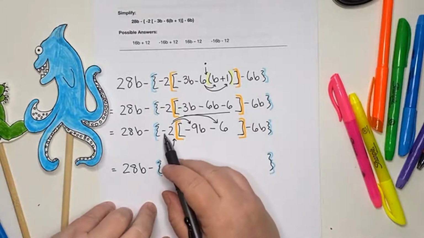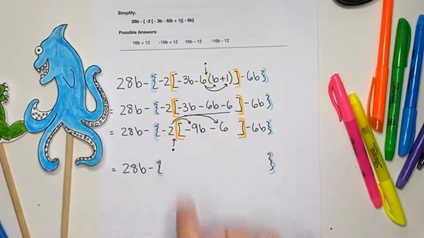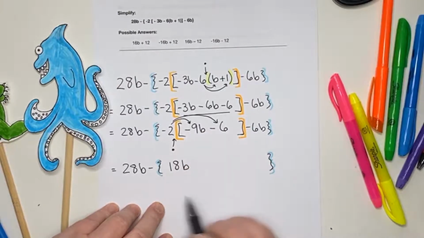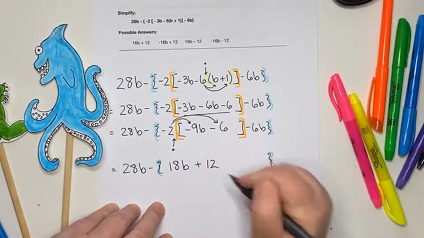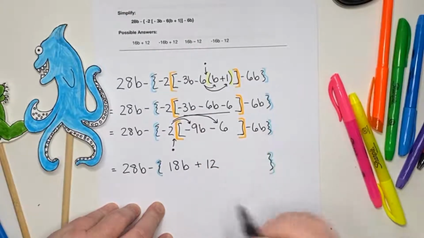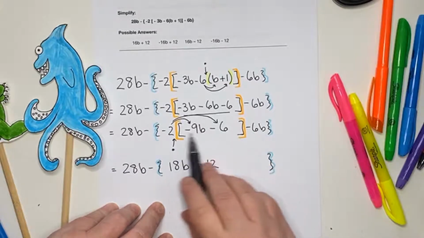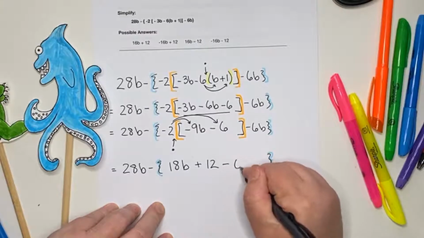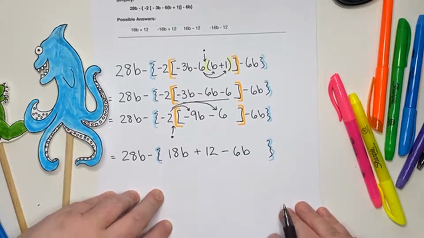So I'm going to do negative 2 times negative 9b. Remember, 2 minuses make a plus, and get 18b. Negative 2 times negative 6 is plus 12. Now, here's the tricky thing. The minus 6b is not inside here. It's outside, so you don't multiply it. There's a minus 6b right there. So far, so good? Okay.